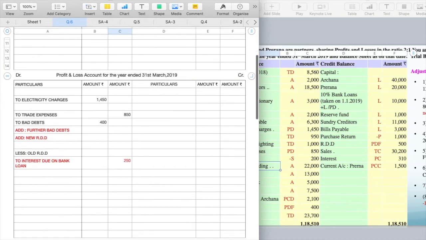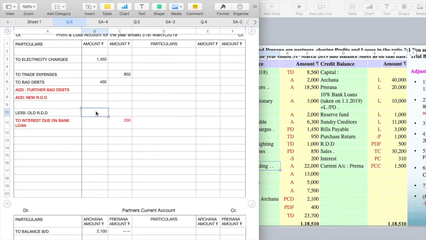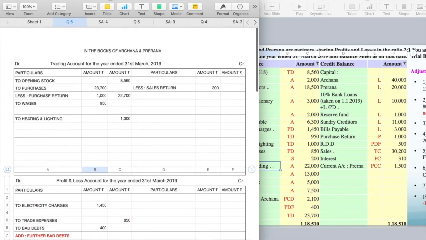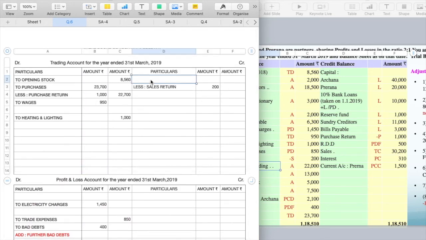Then RDD, it's the old RDD. The formula we have already written, so we just have to mention the amount 500. Then sales, so trading account credit side, mention sales. Inner column 30,200. Okay, sales return is 200, so in the outer column the value will be 30,000.